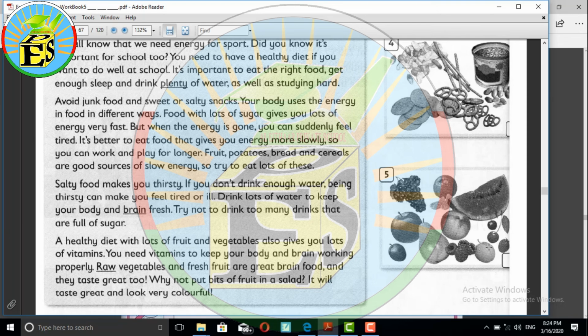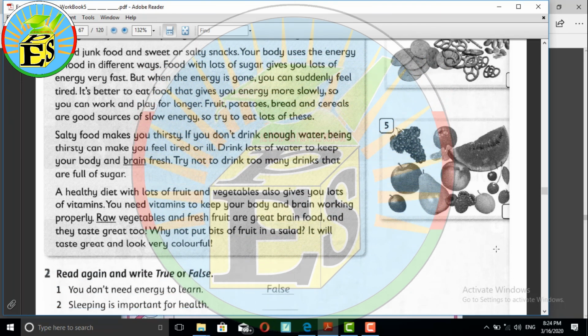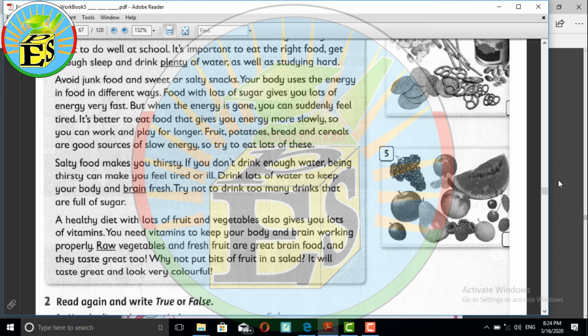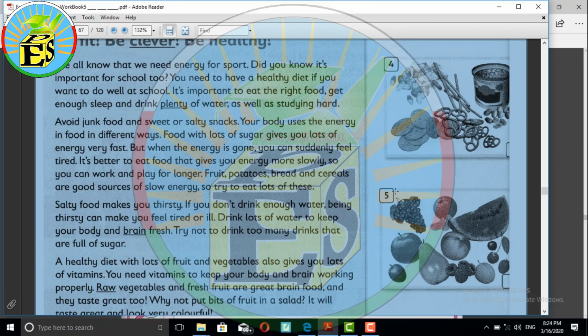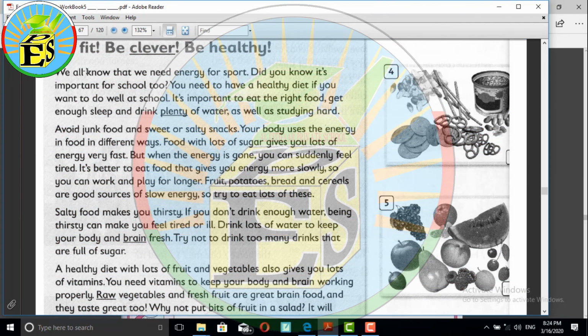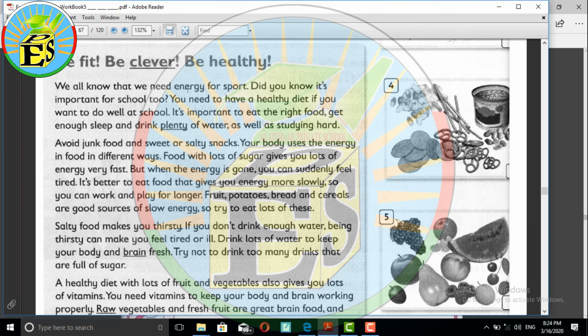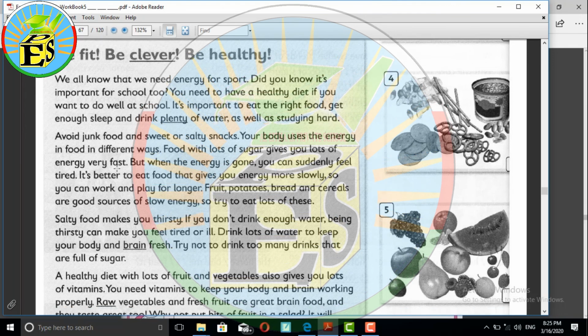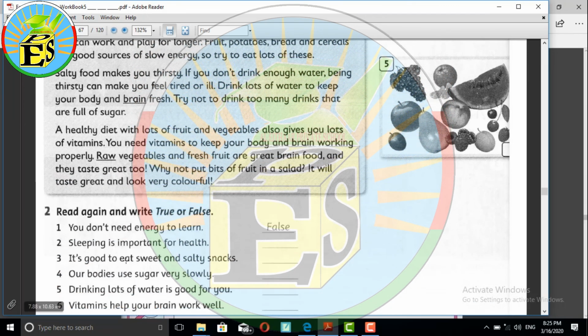Last picture, number 5. Fruit and vegetables are very good for us because of what? They contain a lot of vitamins. And vitamins protect us from diseases. Remember. Now your duty. Read this passage. This passage you have to read. What is the title? Be fit, be clever, be healthy. Okay? Read, then go to these sentences, read again and write true or false. So you have to read and you have to put true or false. Okay?